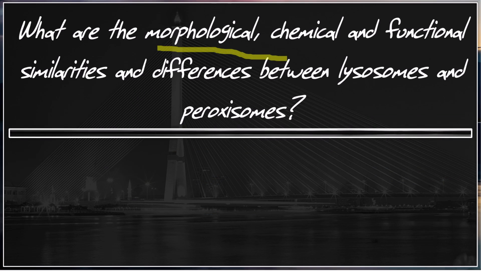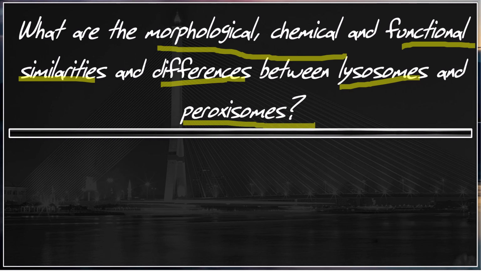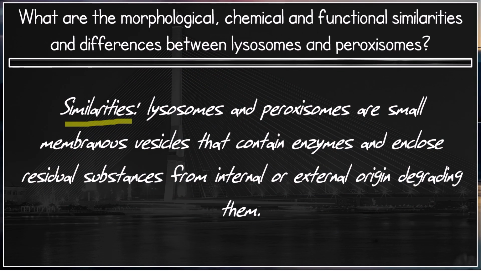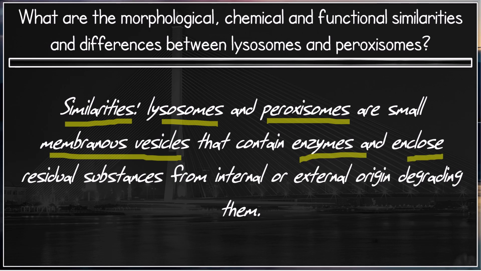What are the morphological, chemical, and functional similarities and differences between lysosomes and peroxisomes? Similarities. Lysosomes and peroxisomes are small membranous vesicles that contain enzymes and enclose residue substances from the internal or external region, degrading them.